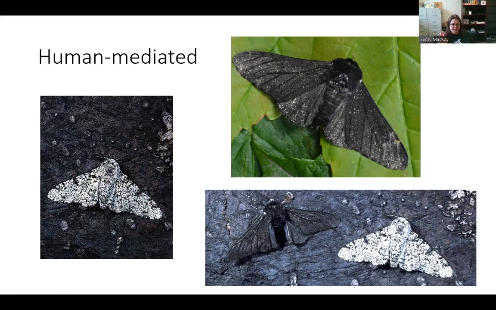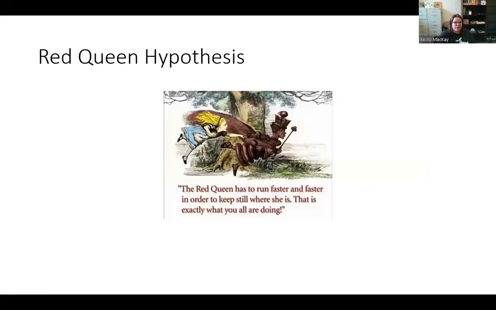And this creates what we call the Red Queen hypothesis. This is named after Lewis Carroll, Alice in Wonderland. Or, well, sorry, the book is called Through the Looking Glass. And there's the Red Queen, which, you know, in the Disney version is the Queen of Hearts. And there's this famous quote, the Red Queen has to run faster and faster in order to keep still where she is. And so what that means is that she's going and going and going, but she's not actually progressing. And this happens a lot with evolution.